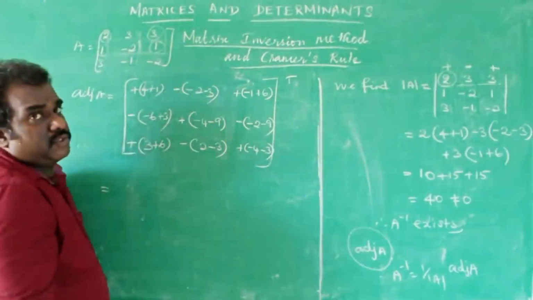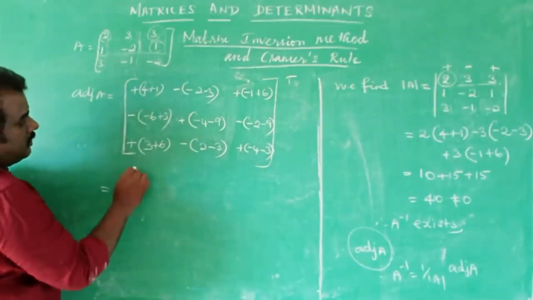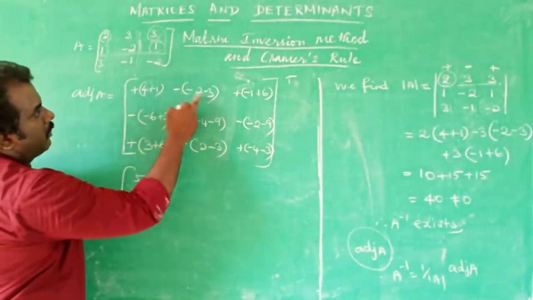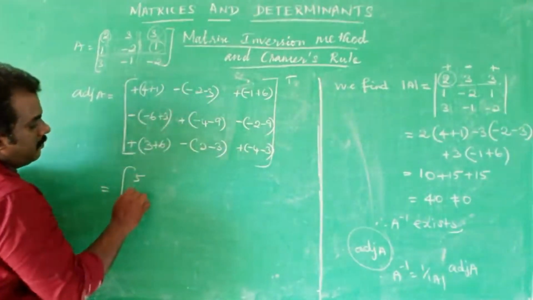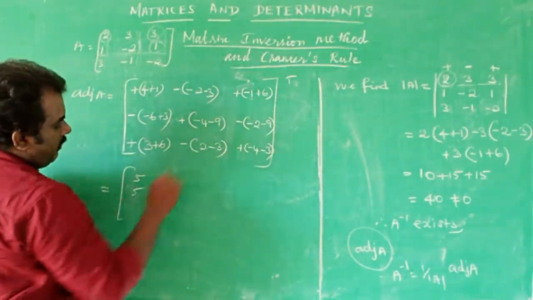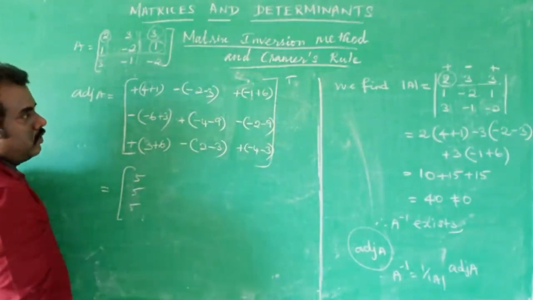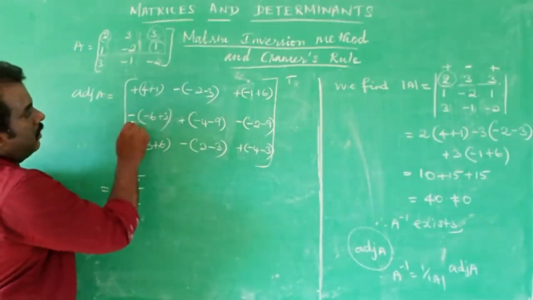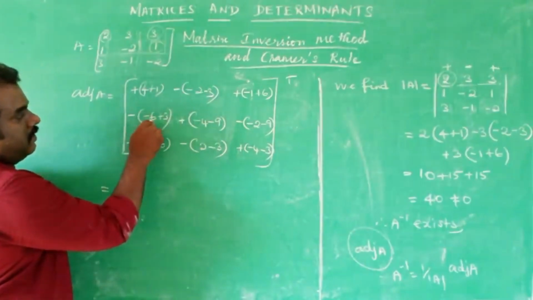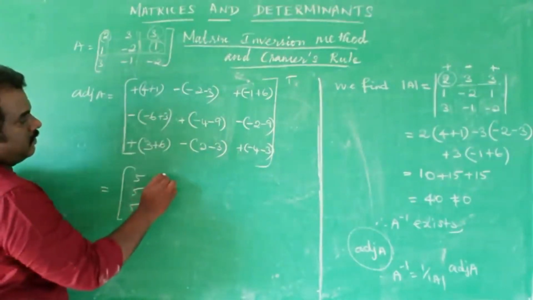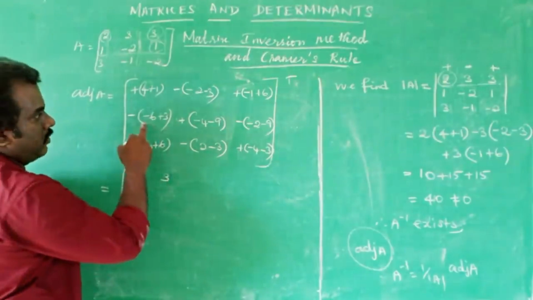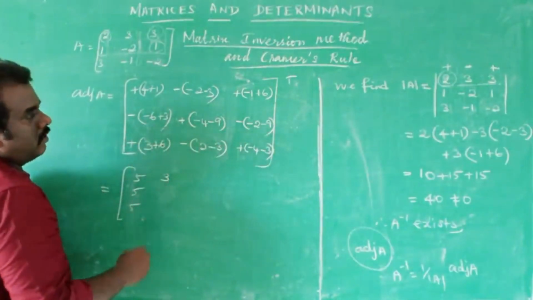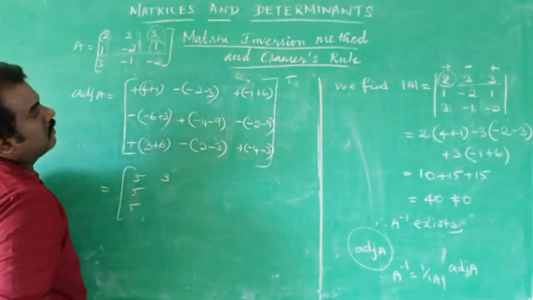Solve this and take the transpose directly here. 4 plus 1 is 5. Minus 2, minus 3, minus 5, minus of minus 5 can be taken as plus 5. 6 minus 1 is 5. I am taking the transpose too at the time of solving this. Minus of minus 6 plus 3, that is minus 3. Minus of minus 3 is plus 3. The rows can be interchanged into columns.